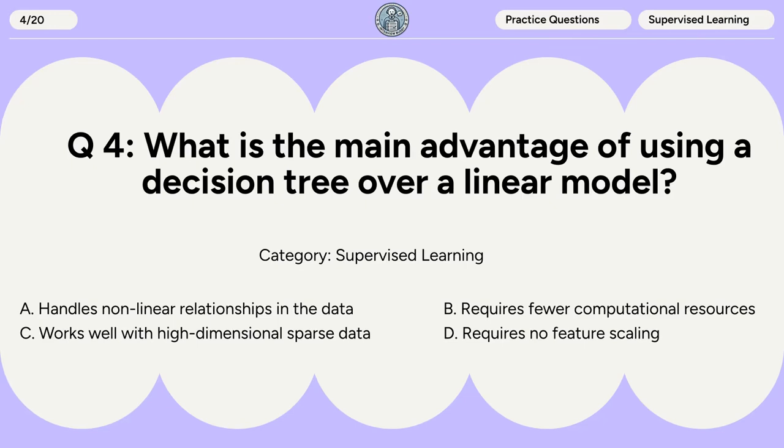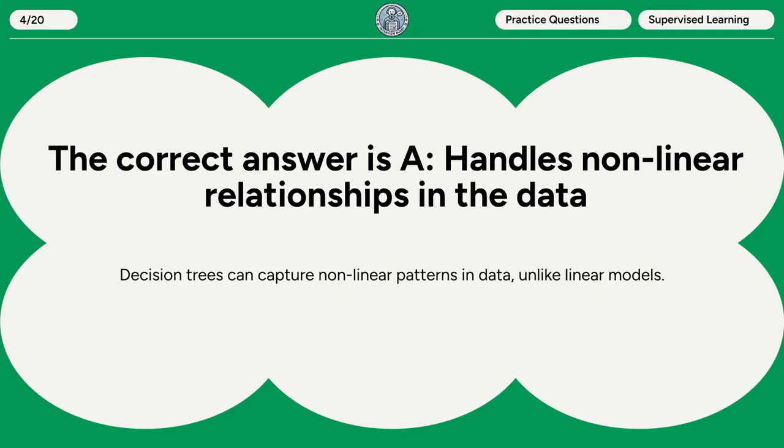Question 4. What is the main advantage of using a decision tree over a linear model? A. Handles nonlinear relationships in the data. B. Requires fewer computational resources. C. Works well with high-dimensional sparse data. D. Requires no feature scaling. The correct answer is A. Handles nonlinear relationships in the data. Decision trees can capture nonlinear patterns in data, unlike linear models.